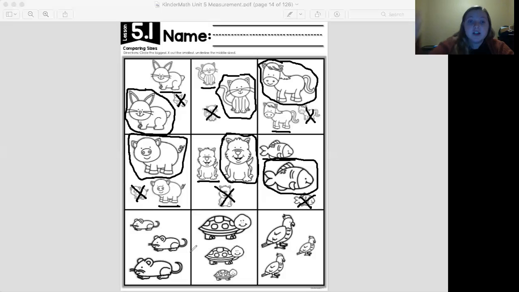Remember the directions? You circle the biggest, you X out the smallest, and you put a line under the middle-sized, okay? So you're gonna do all 3 of these ones. So you're gonna do all the mice, all the turtles, and all the parrots, okay? Remember last time, you're gonna circle the biggest, you're gonna X out the smallest, and you're gonna put a line under the middle-sized, okay? I want you to try that right now and finish up these 3, okay?